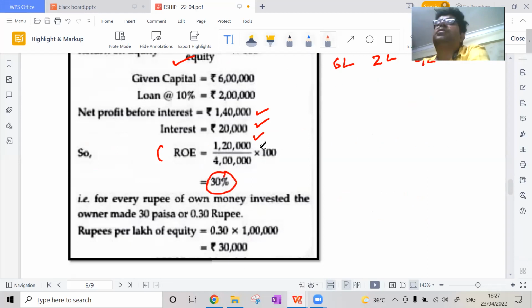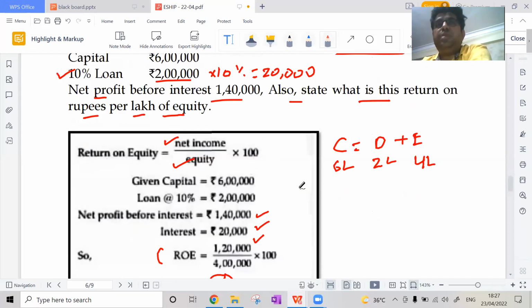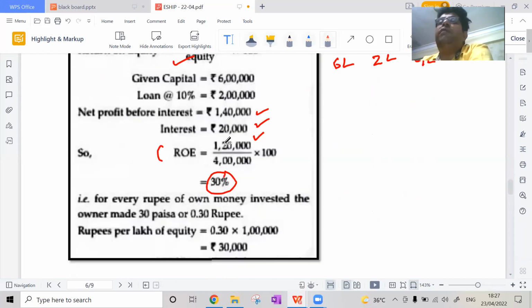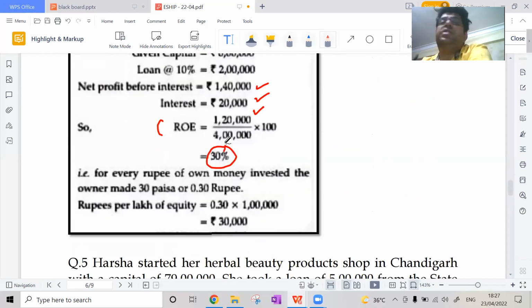Now the question does not end here. You have to focus better. The question has also asked, also state the return on rupees 1 lakh as equity. Now if I am investing 1 lakh as equity, how much return will I get? So here it is given that for 1 rupee it is 30 paisa. So ultimately for 1 lakh it will be 0.30 multiplied by 1 lakh, and your final answer will be 30,000.